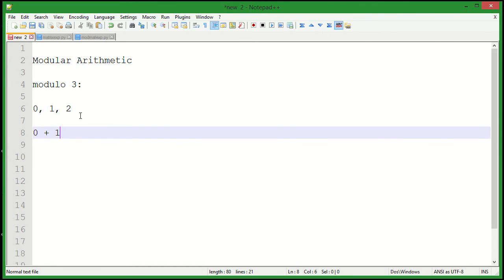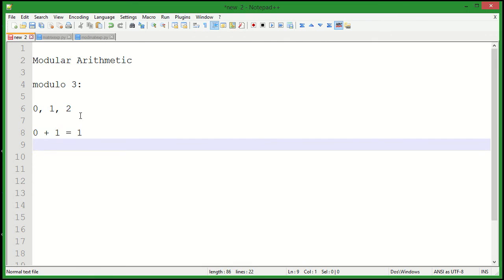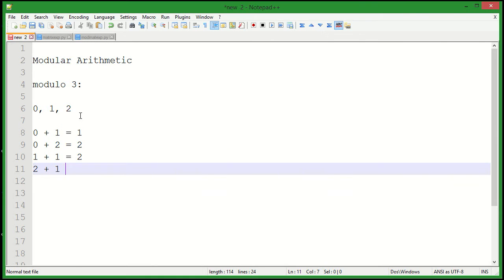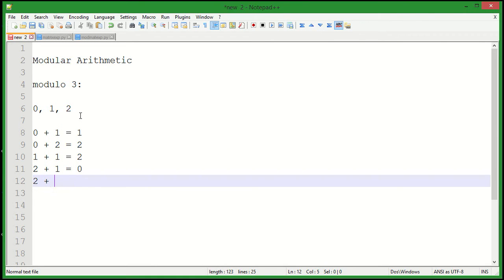So 0 plus 1 is going to give us 1. 0 plus 2 is going to give us 2. 1 plus 1 is going to give us 2. 2 plus 1 is going to give us 0. 2 plus 2 is going to give us 1. It takes a little bit of getting used to, but these systems will be very useful to us.